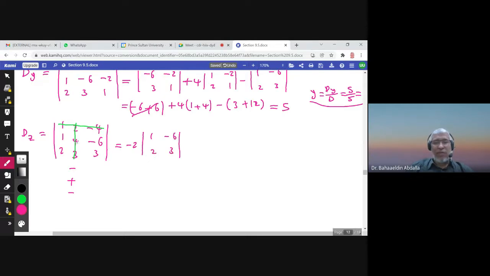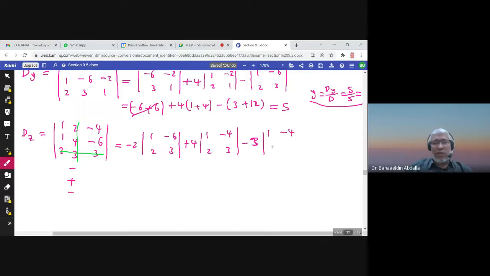Then plus 4 times, and now delete the row and the column of 4. So I still have 1, -4, 2, and 3. And then minus 3, delete the row and the column of 3. So I have 1, minus 4, 1, minus 6.